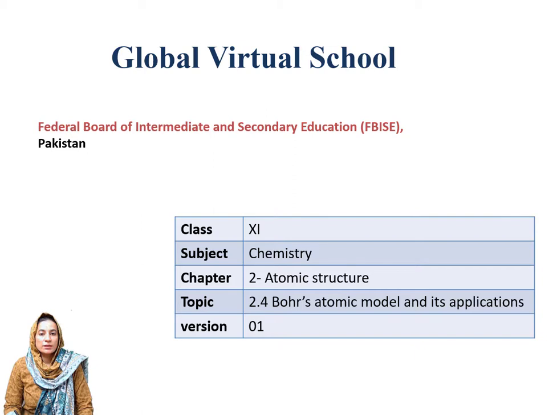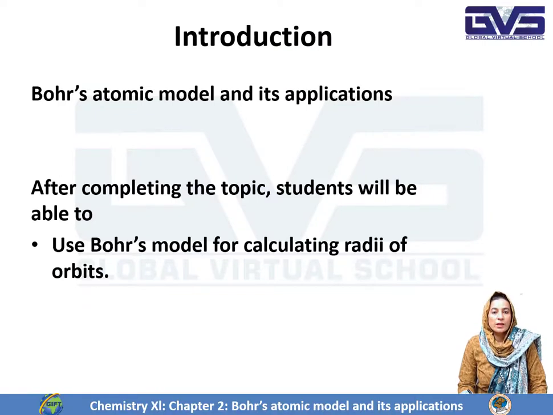Students, in this lecture, we will learn about the main points, or you can say the postulates, of Bohr's atomic model, and we will calculate the radius of the nth orbit of the hydrogen atom. But this will be continued in our next lectures, and some of the applications will be discussed in the next lecture. After completing two days of lectures, students, you will be able to use Bohr's atomic model for calculating radii of orbit. Radii is the plural of radius.